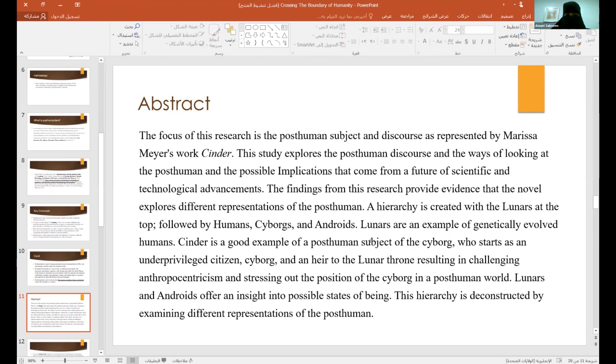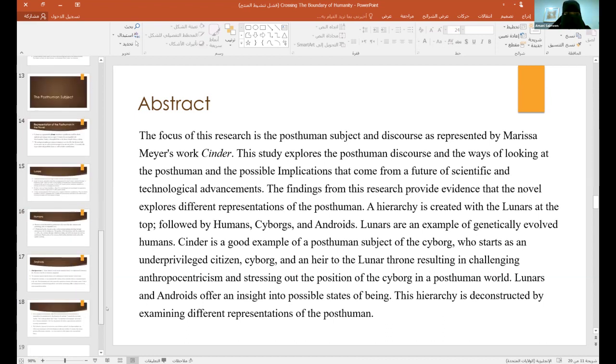She starts as an underprivileged citizen. She's a cyborg, and she's also an heir to the lunar throne, which results in challenging anthropocentrism, which is usually associated with humanism, and stressing the position of the cyborg in a post-human world. And lunars and androids offer an insight into possible states of being. And this hierarchy is deconstructed by examining different representations of the post-human.